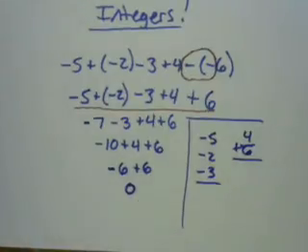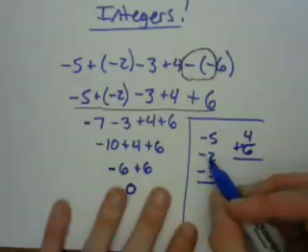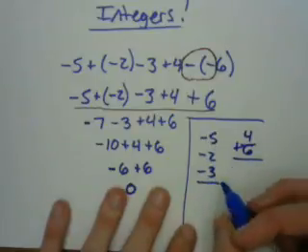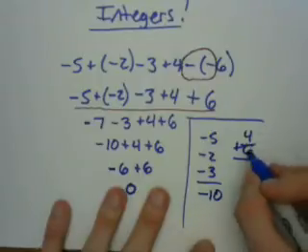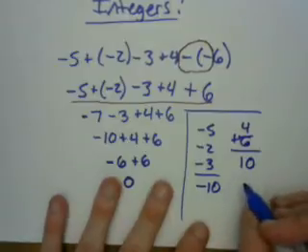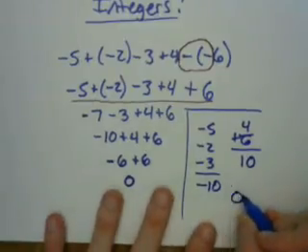Now negative 5 minus 2 is negative 7. Another negative 3 is negative 10. 4 plus 6 is positive 10. So here, these negative 10, positive 10, these cancel each other out, again, for the same reason, because they are opposites, and this is 0.